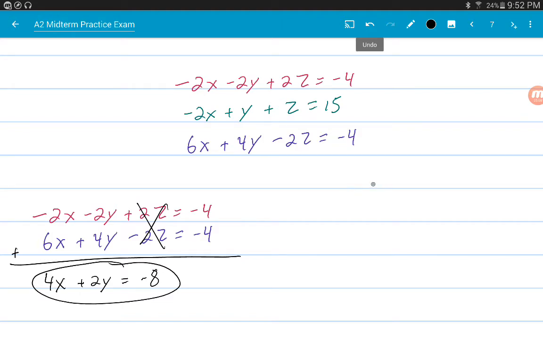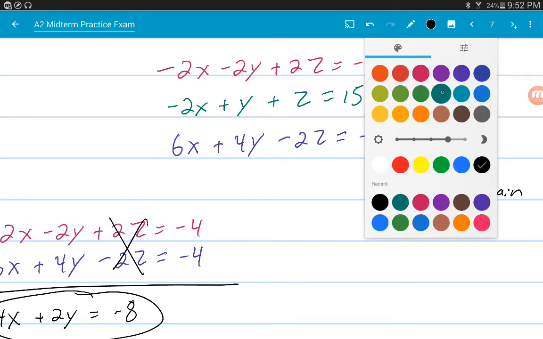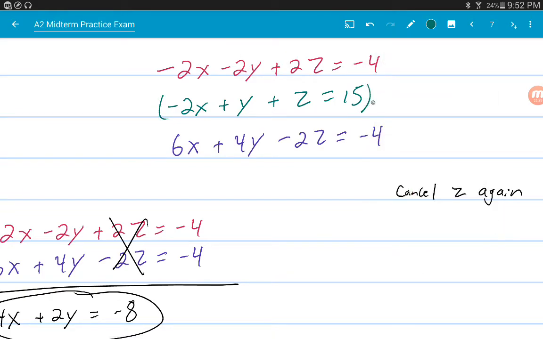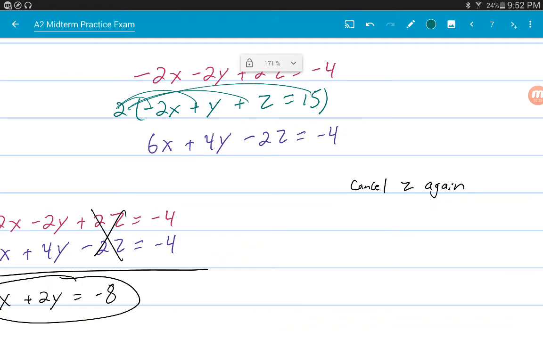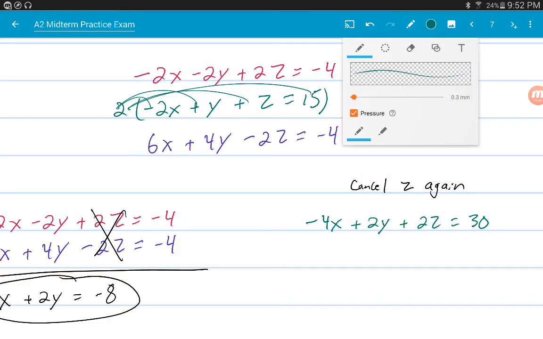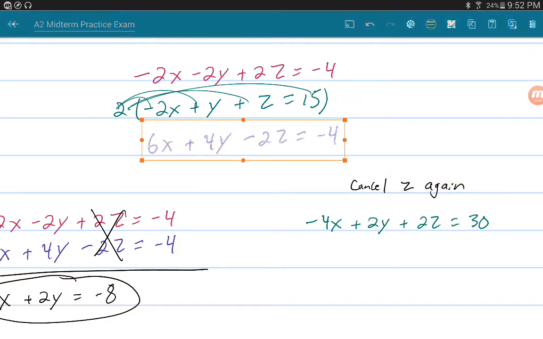Now I'm going to cancel z again. You have to pick the same letter. Oh, but wait, these numbers don't match up. So here's what I'm going to do. I'm going to take this green equation, and I'm going to make this into a 2z by distributing a 2 into it. When I do that, what I'm going to get is negative 4x plus 2y plus 2z is equal to 30. And then I'll just bring the blue one along for the ride again.